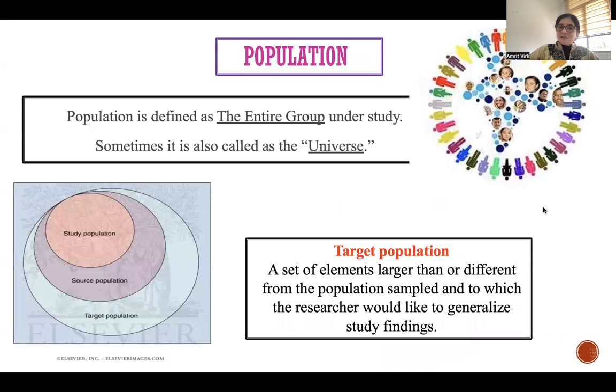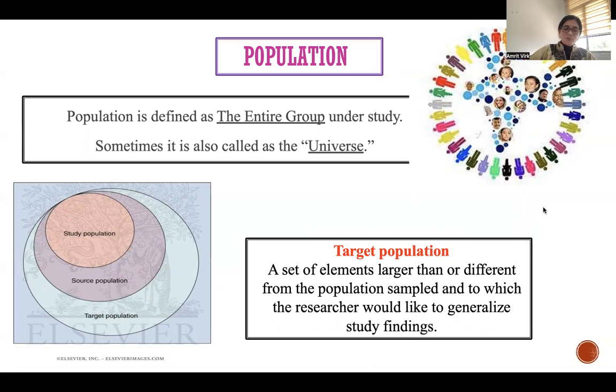So what exactly is the population? Population is defined as the entire group under study, and sometimes this is also referred to as the universe. At the broadest level of the population, we have a group of individuals possessing one characteristic that distinguishes them from the other groups. At a more specific level, researchers do not always study an entire population. Now, this can be either because they cannot identify the individuals or because they cannot obtain the lists of names.